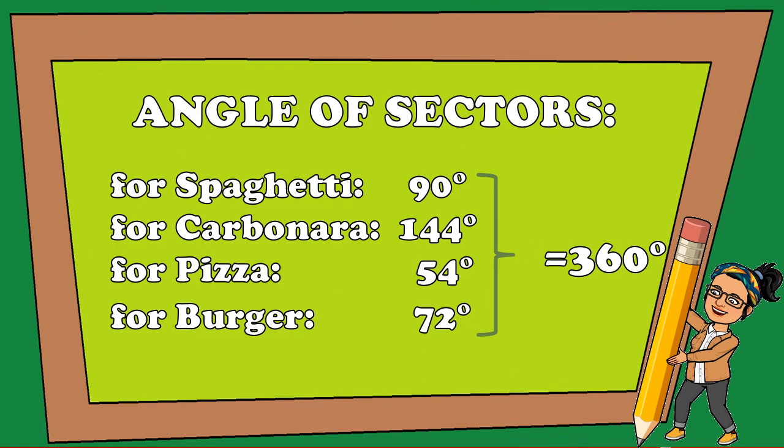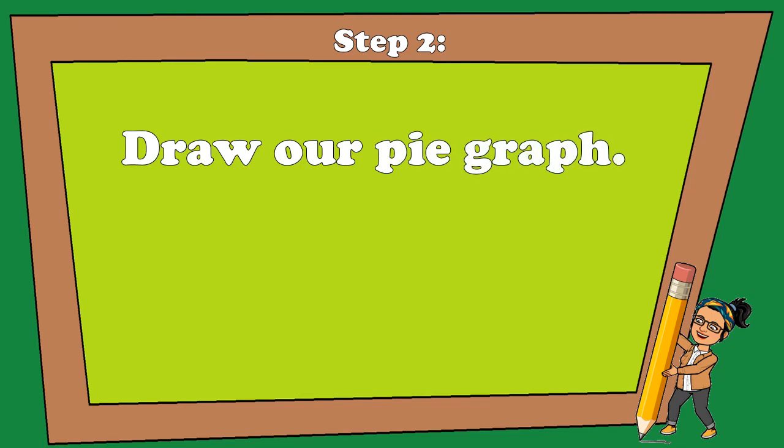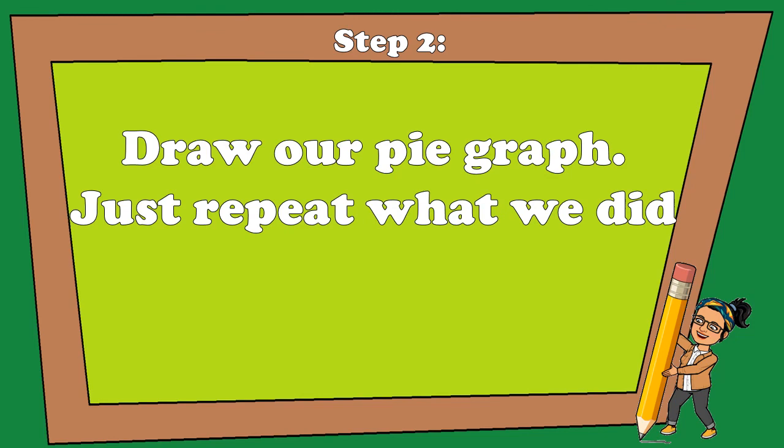So again, our angles of sectors are as follows. For spaghetti is 90 degrees, for carbonara is 144 degrees, for pizza is 54 degrees, and for burger is 72 degrees. Okay, for step 2, we now draw our pie graph. But this time, I would like you to draw the pie graph on your own. Okay? So just repeat what we did earlier.